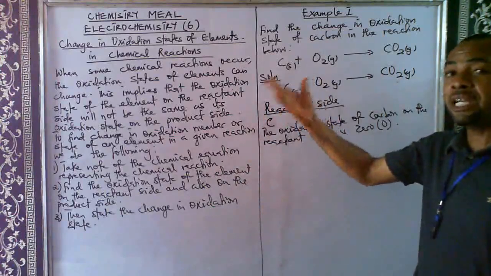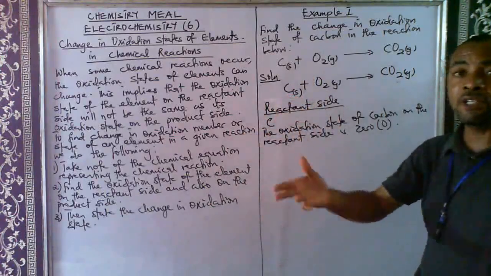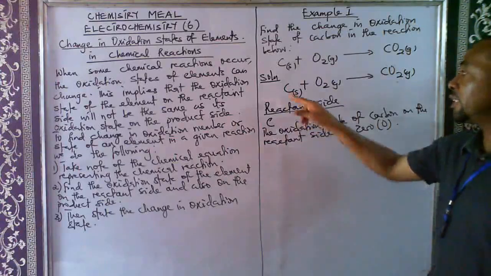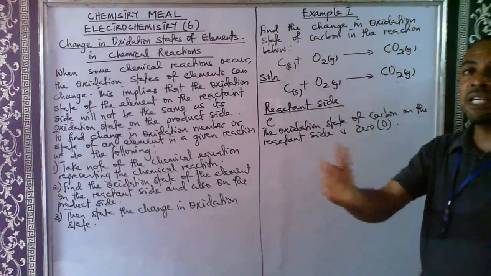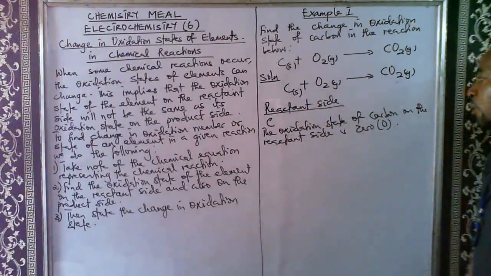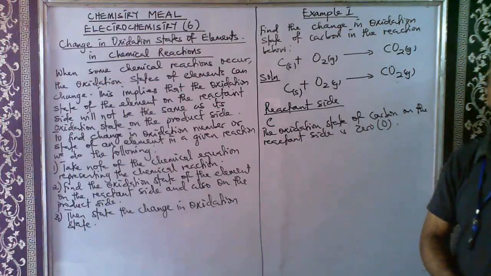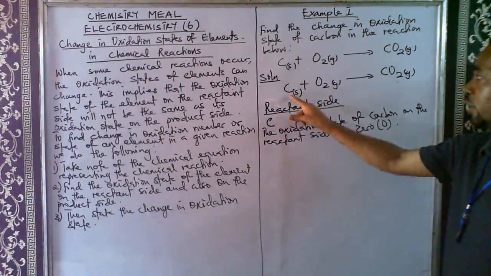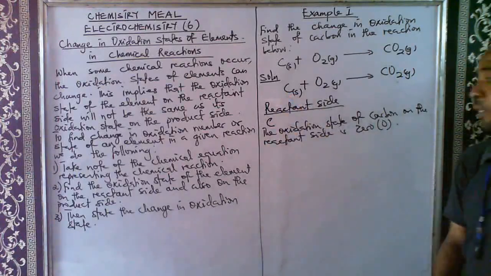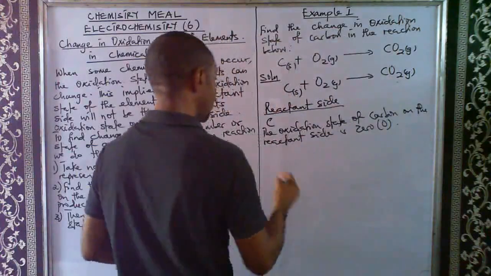So carbon here is in non-combined form, it is free. It's not found inside a compound and it's not in ionic state, so it's just existing as an atom. When an element exists freely as a molecule or as an atom, the oxidation state of that element is 0. That's why the oxidation state of carbon here is 0. So we go to the product side.